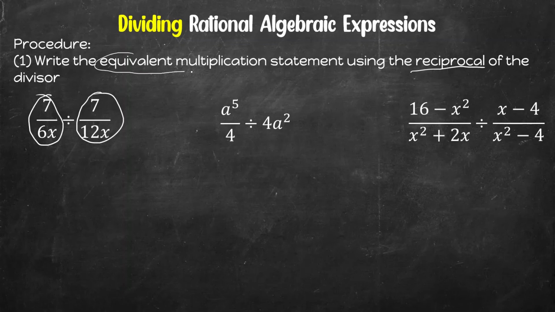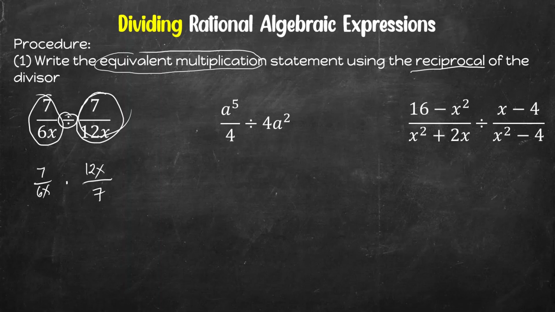Yung dividend, yun yung nasa una or yun yung nasa loob kapag nagdi-divide tayo. Yung divisor naman ay yun yung kasunod. Kaya ang gagawin lang daw natin, we will get the reciprocal of the divisor and then we will write it in a multiplication statement. So, imu-multiply lang natin siya. Okay, para mas maintindihan nyo, let's have an example. 7 over 6x divided by 7 over 12x. So, basically, sabi nga natin, multiplication lang. But, 7 over 6x, pag sinabing reciprocal, kabaliktaran. So, babaliktarin natin ngayon si 12x over 7. And then, we will change the operation into multiplication.